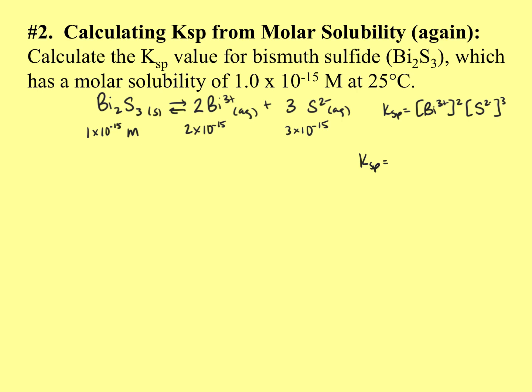So we can say Ksp equals 2 times 10 to the negative 15th squared, times 3 times 10 to the negative 15th cubed. And it's going to come out to a very, very tiny value, which indicates that this compound is very, very insoluble. Okay, so when I put that in the calculator, I end up getting 1.08 times 10 to the negative 73rd. And once again, that number is very, very small, so there's barely any dissolution of Bi2S3.